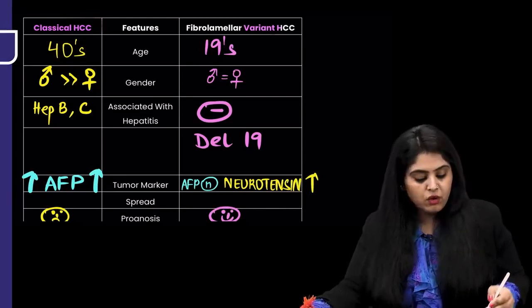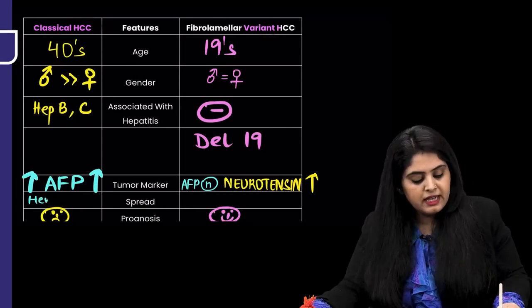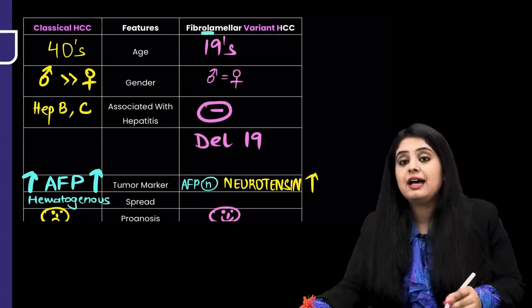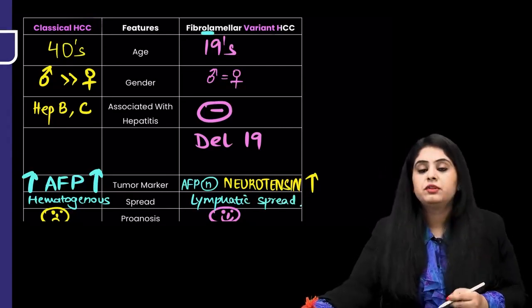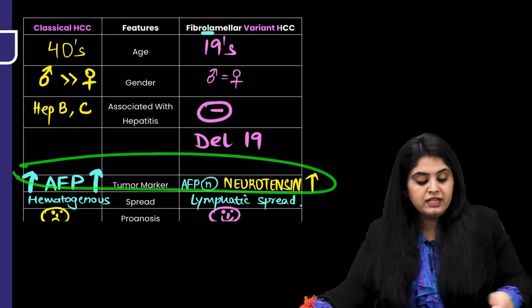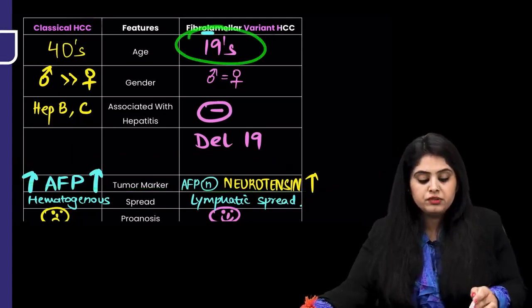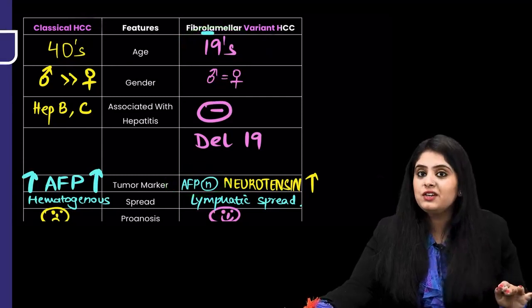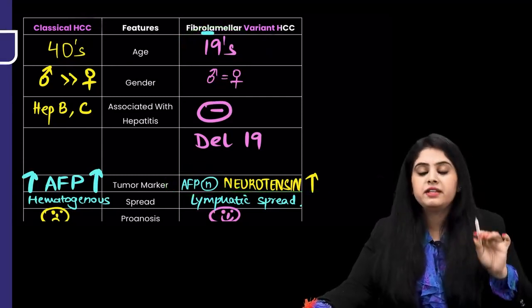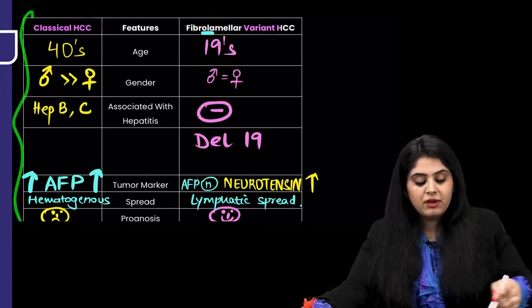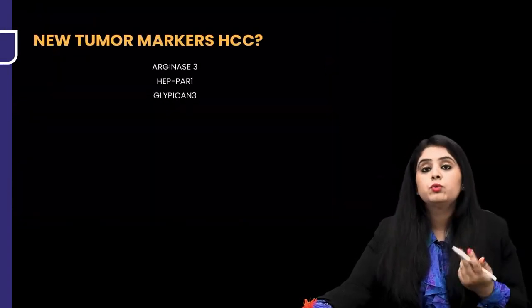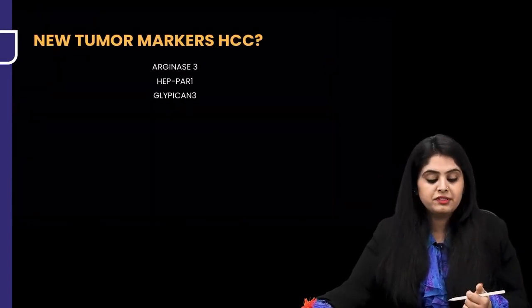How does it spread? All hepatocellular carcinomas have hematogenous spread, whereas fibrolamellar has lymphatic spread. Fibrolamellar carcinoma has lymphatic spread. So repeating, remember, this is where you will catch it. You will have a 19-year-old person whose alpha fetoprotein levels are totally normal and neurotensin levels are very, very high. You know you're talking about fibrolamellar carcinoma. Well, that is it about HCC that you have to know. A very, very important table. Two more tables I want to tell you for the Central Institute exam students.